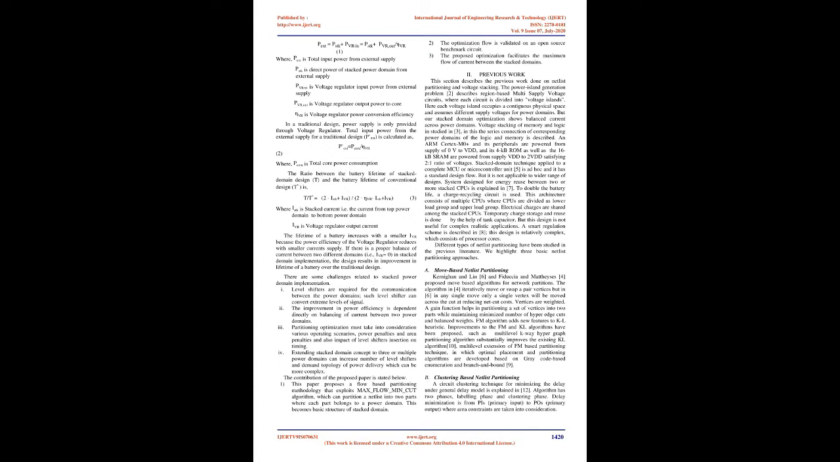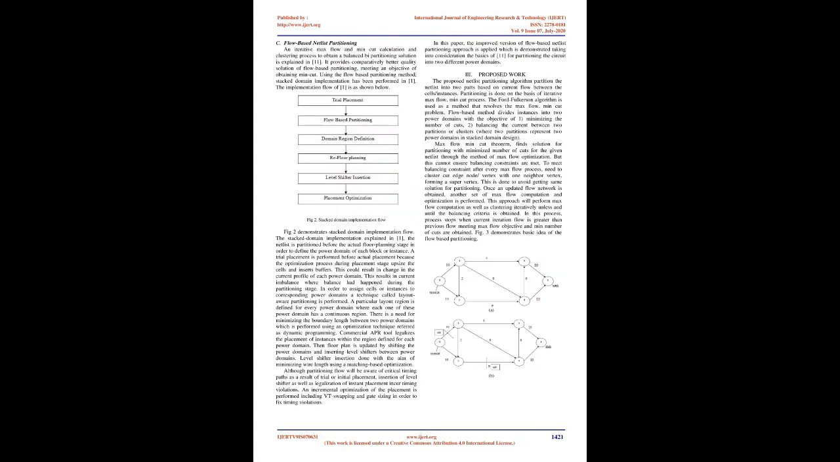System design for energy reuse between two or more stacked CPUs is explained in [7]. To double the battery life, a charge recycling circuit is used. This architecture consists of multiple CPUs where CPUs are divided as lower load group and upper load group. Electrical charges are shared among the stacked CPUs. Temporary charge storage and reuse is done by the help of tank capacitor. But this design is not useful for complex realistic applications. A smart regulation scheme is described in [8]. This design is relatively complex, which consists of processor cores.